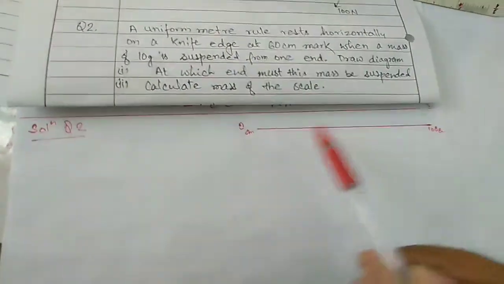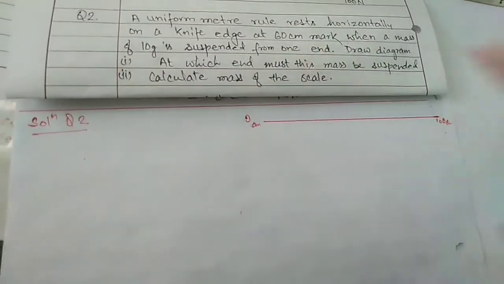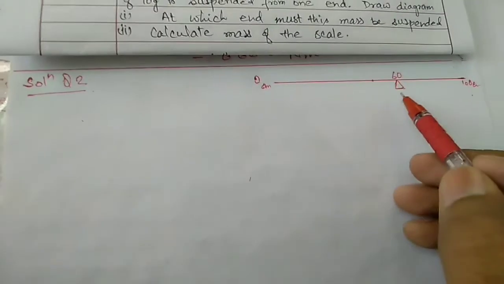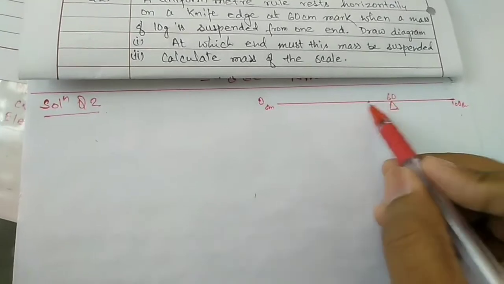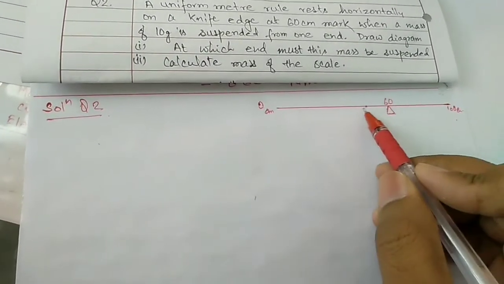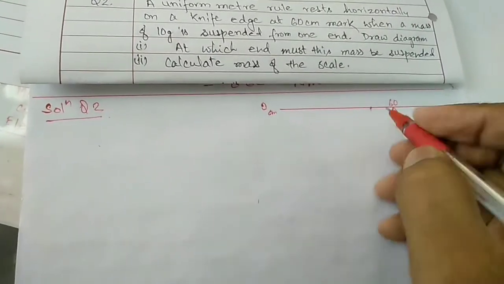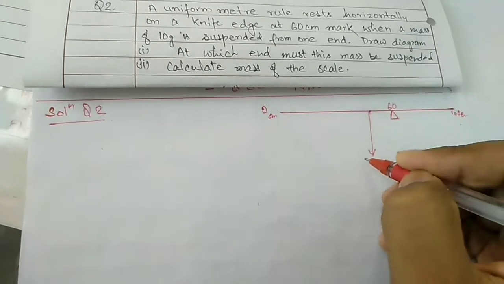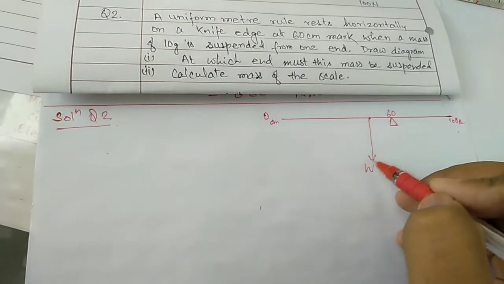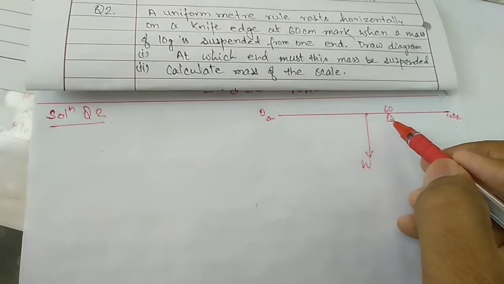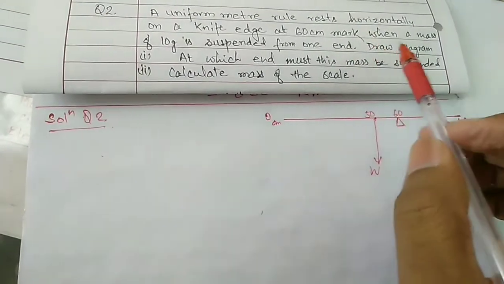The question says uniform meter rule, that is why I have written 0 centimeter and 100 centimeter. On a knife edge, it is balanced at the 60 centimeter mark. So you can see here, this is somewhere midpoint, and this is balanced at 60. Whenever the scale is balanced anywhere except 50, the midpoint, the weight of the scale will always act at the middle. The fulcrum is here, so there will be weight. Currently it is balanced at 60, so the weight will act at 50. So this is the 50 centimeter mark.